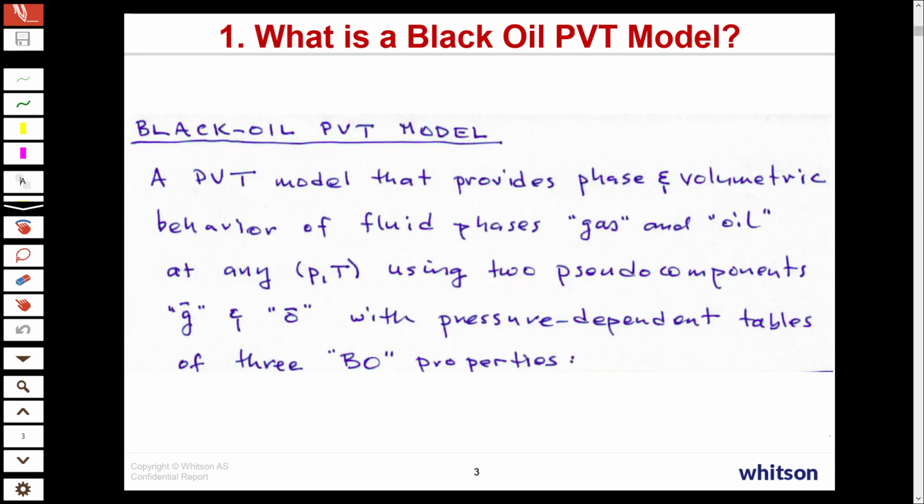So we'll get started with what is a black oil PVT model, and basically it's a PVT model that provides both phase and volumetric behavior of a fluid or fluid phases, for example, gas and oil or single phase, at any pressure and temperature. It's using a two-component description, G hat and oil hat, as we'll use throughout this presentation, which basically represent the pseudocomponents, surface gas and surface oil. And the 6 different PVT properties in a black oil model are all pressure dependent, 3 for each of the 2 phases, gas and oil.